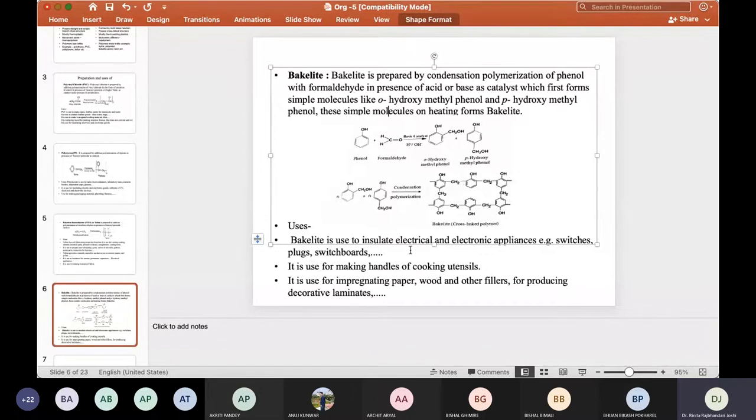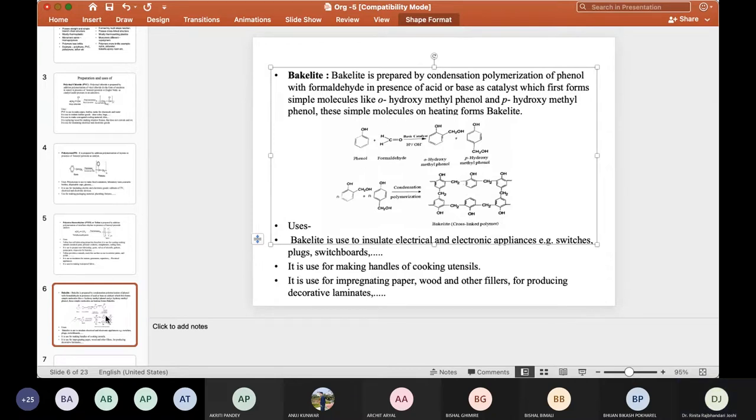It is a poor conductor of electricity, so it is used to insulate electrical and electronic appliances like switches, plugs, switchboards. It is used for making the handles of cooking utensils like pressure cookers, pots, pans, because it is thermosetting. On heating it does not become soft, so it is mainly used for the handles of cooking utensils. It is used for impregnating paper, wood and other fillers for producing decorative laminates. Lamination also uses it.